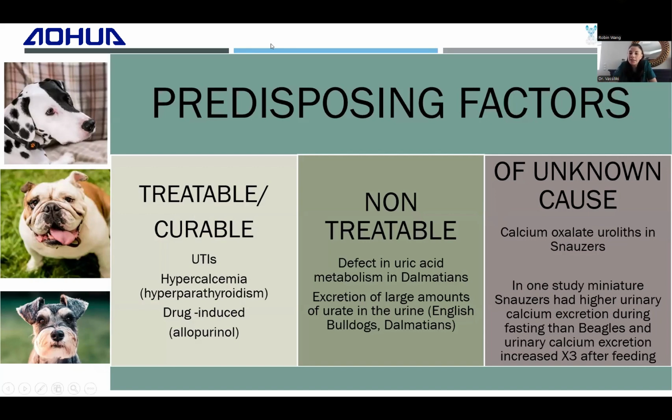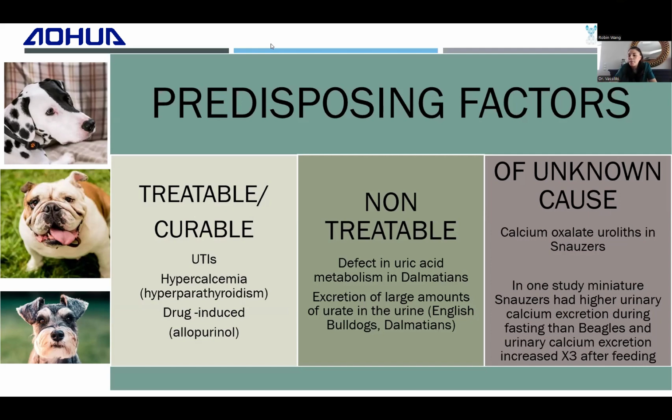The second category are the non-treatable ones, like the defects in uric acid metabolism in Dalmatian dogs, or the excretion of large amounts of urate in the urine, like in English bulldogs, or the Dalmatians as well. And sometimes we do not actually know the cause.